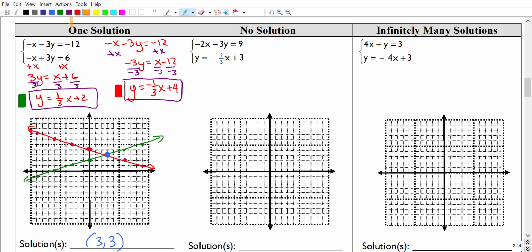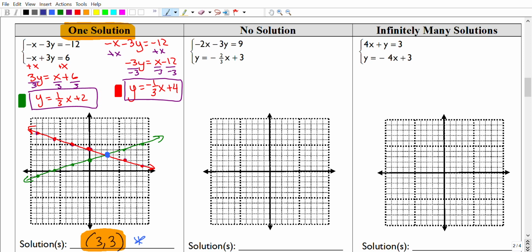let me use this. One solution means that you'll have exactly one point. So if your intersection point is just one point, then you will just have one ordered pair, which means one solution. So if you ever have something that looks like this, guys, just one ordered pair, then you have a one solution type problem. Now, let's go ahead and look at this next one.